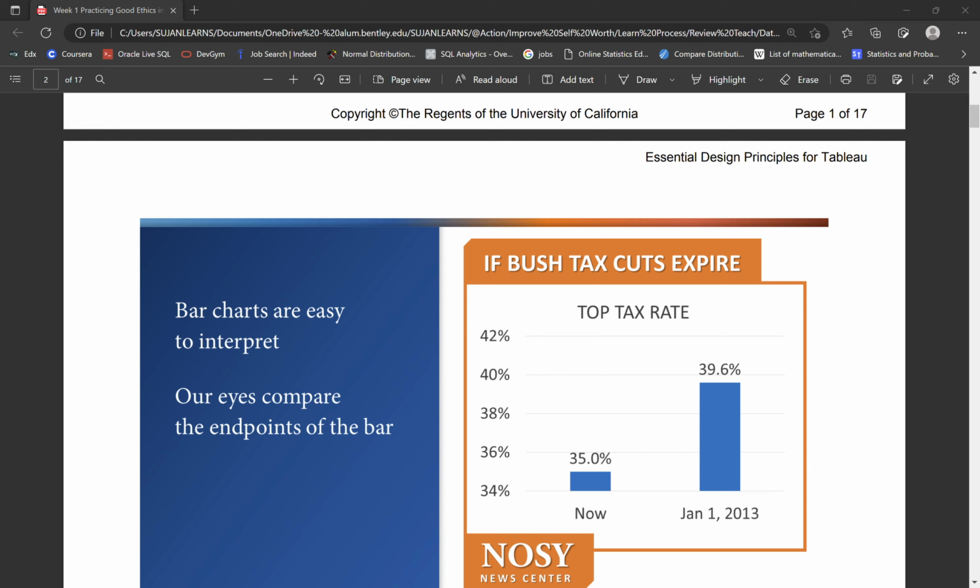But there's a lot of debate about what the best practices for data visualizations are. But there's less debate about the importance of ethics in data visualization. To learn more about this, we'll study a few case studies to understand the ethics in data visualization. Let's get started with the Noisy News Center.